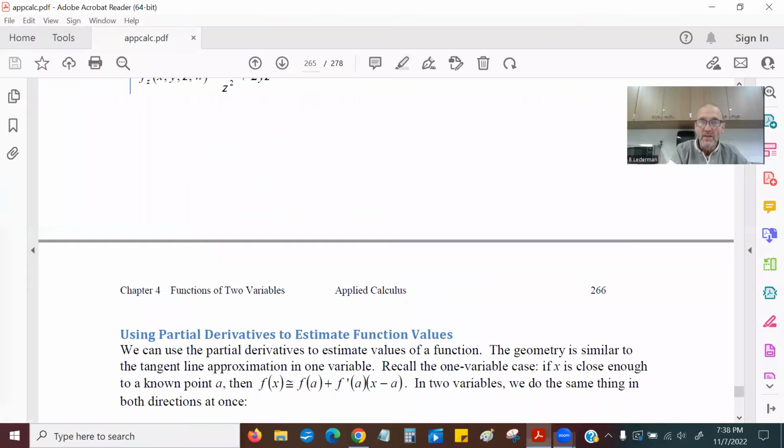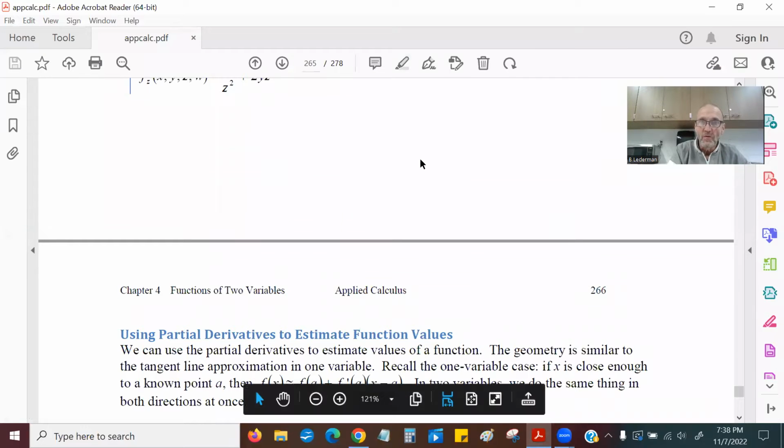Hey, Batty. This is part two of 4.2, and let me share my screen to start off. The amazing formula, which I guess is amazing in the sense that it's so reflective of something we learned before.